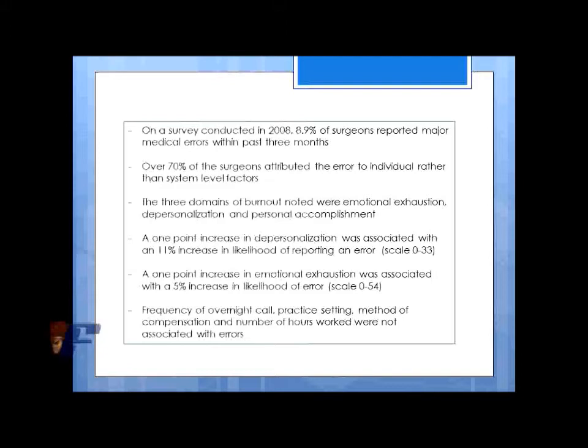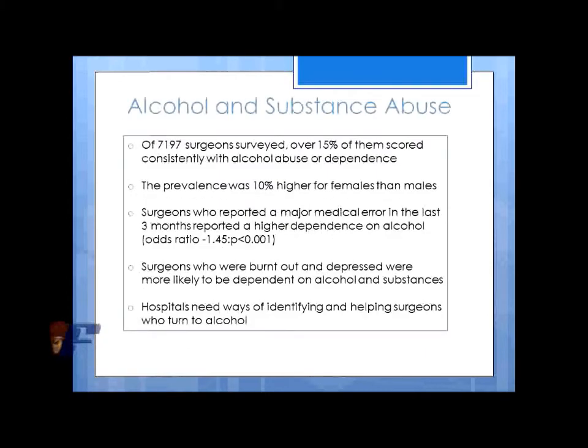Using the odds ratio, a 1-point increase in depersonalization was associated with an 11% increase in the likelihood of reporting an error, and a 1-point increase in emotional exhaustion was associated with a 5% increase in the likelihood of error. In 2010, another survey reported that over 15% of practicing surgeons scored consistently with alcohol abuse or dependence. Interestingly, the prevalence of alcohol and substance dependence was 10% higher for females than for males.